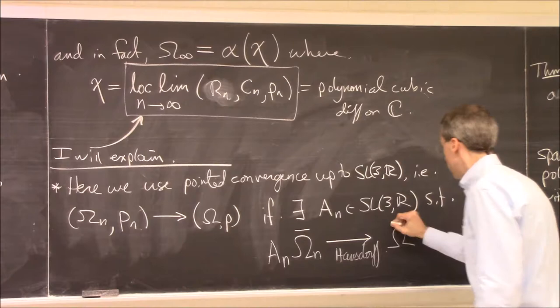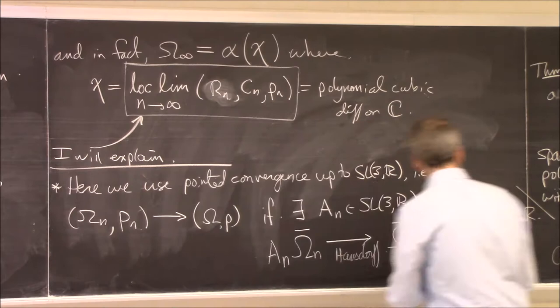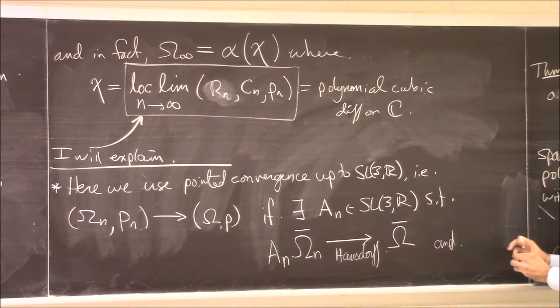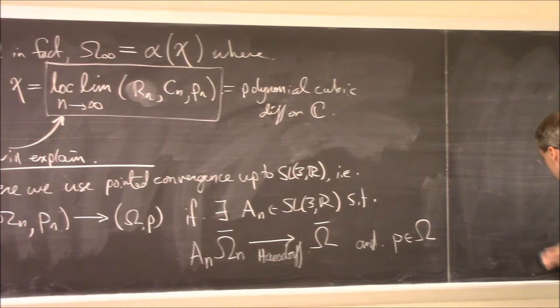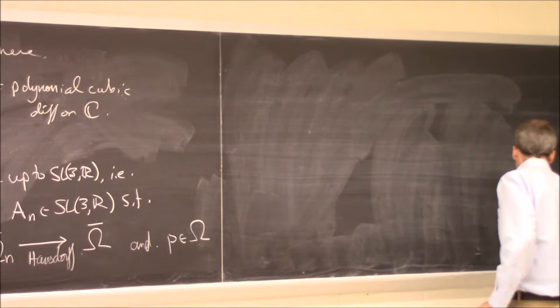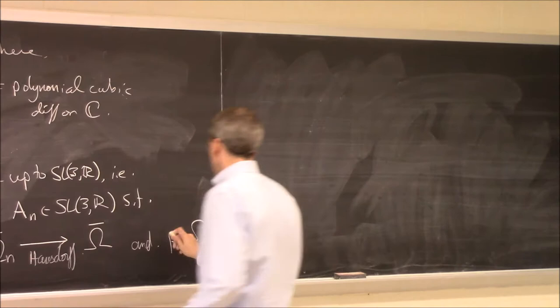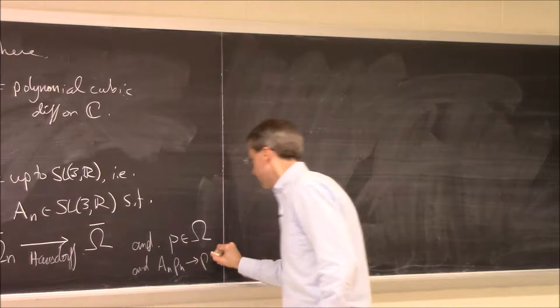And so far, P has not come into this at all. We want this convergence to be so that P kind of remains in the middle. So it's enough to just require that P should be an interior point of omega, it should actually lie in omega rather than being on its boundary. So let me say another word about this notion of convergence because it's a little bit weird. Oh yeah, and, thanks, An Pn converges to P. Okay, so all three of those are needed.